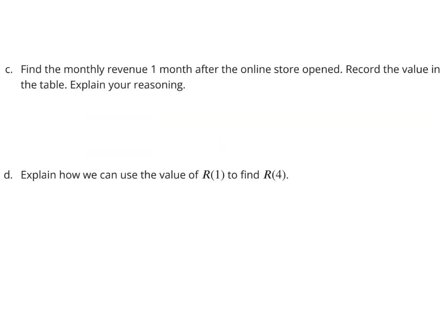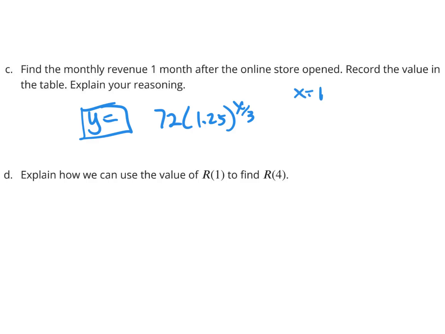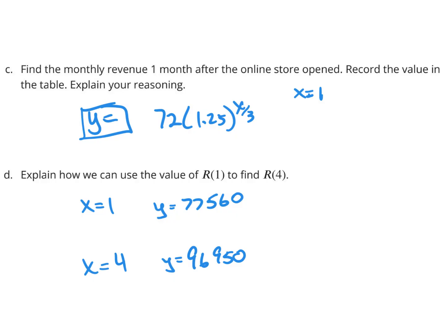Okay, so now we're going to put this into Y equals. So hit the Y equals button and put 72, 1.25 to the X over 3 into the calculator, then second graph. Now, when X equals 1, that is 1 month. So each 1 in X is 1 month. So when X equals 1, we have 1 month, and Y equals whatever. When X equals 4, Y equals that. So let's look at our table of values.